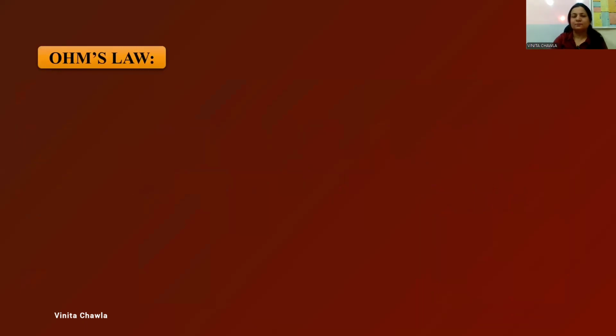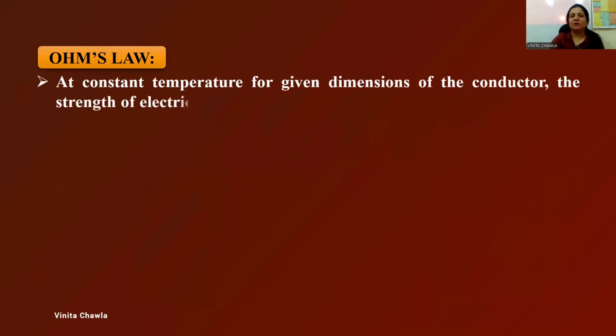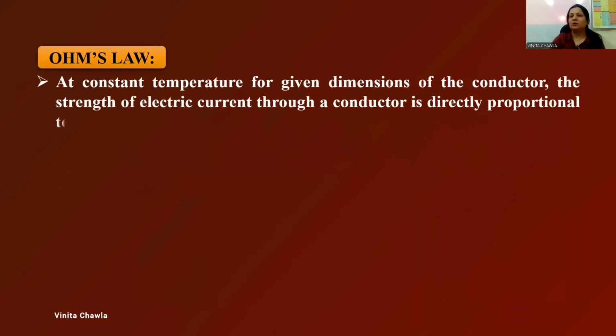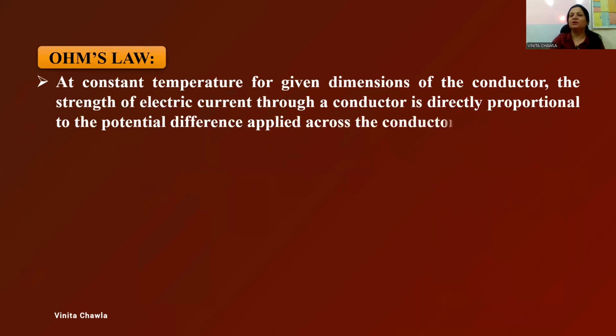Ohm's law: at constant temperature, for a given dimension of the conductor, strength of electric current through the conductor is directly proportional to the potential difference applied across the conductor. So at constant temperature, we are saying कि किसी constant temperature पे electric current is directly proportional to the potential difference applied. Means current is the dependent variable and potential difference is the independent variable. Current is directly proportional to potential. So I is proportional to V.